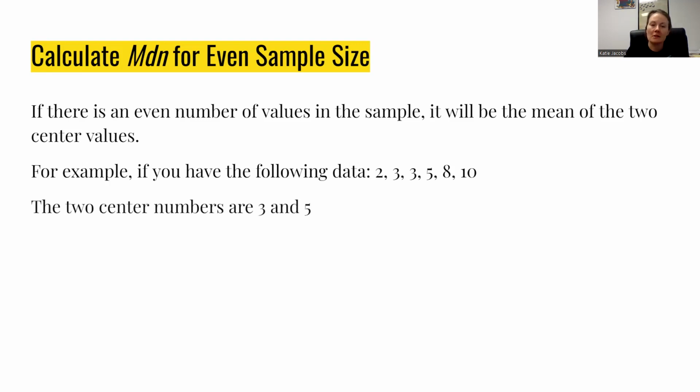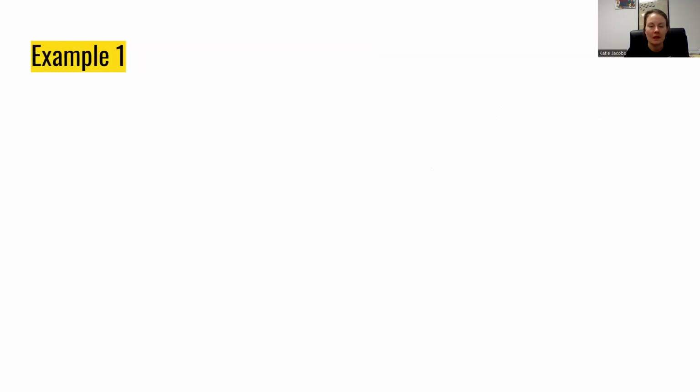So we see again, the 2 center numbers are 3 and 5. So we add them together and divide by 2, and we get that the median equals 4. All right, so let's do an example real quick.